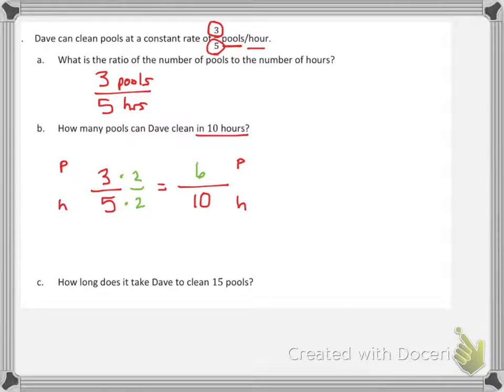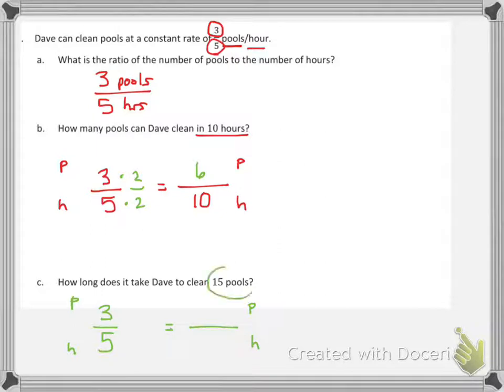How many pools can Dave clean in 10 hours? 6 pools. How long does it take Dave to clean 15 pools? Well, let's start with our original ratio. Again, 3 to 5. Remember, that's pools to hours. And we're going to make an equivalent ratio that also compares pools to hours. Remember, we have to stay consistent and corresponding. 3 to 5 is my pools to hours.